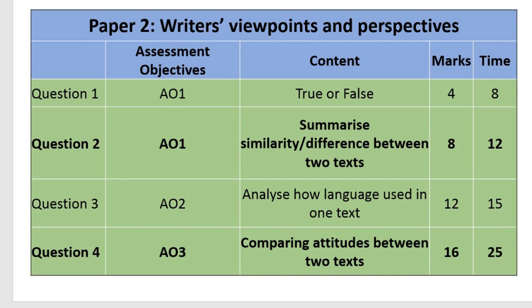In terms of timings then, I recommend that you spend about 8 minutes reading source A and answering question 1. That you spend 12 minutes reading source B and answering question 2, that you spend 15 minutes then going back to source A and answering question 3, and that you then leave yourself 25 minutes for the more detailed comparison, question 4. Now, as I said earlier, there is the option of switching the order in which you answer these questions, but the timings still remain the same. You still allow yourself 12 minutes to answer question 2, which includes reading source B.